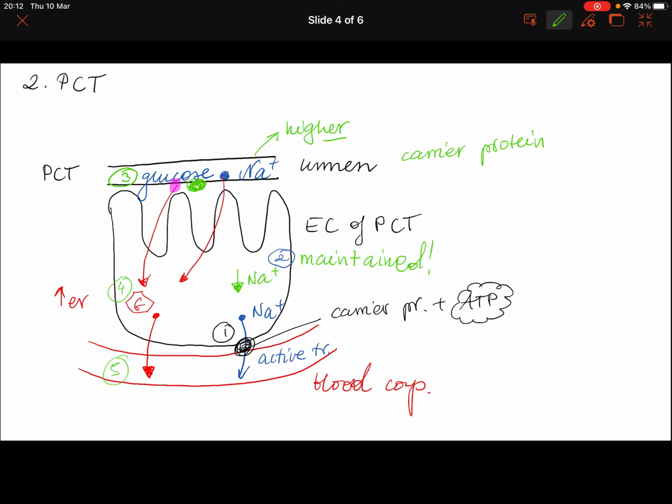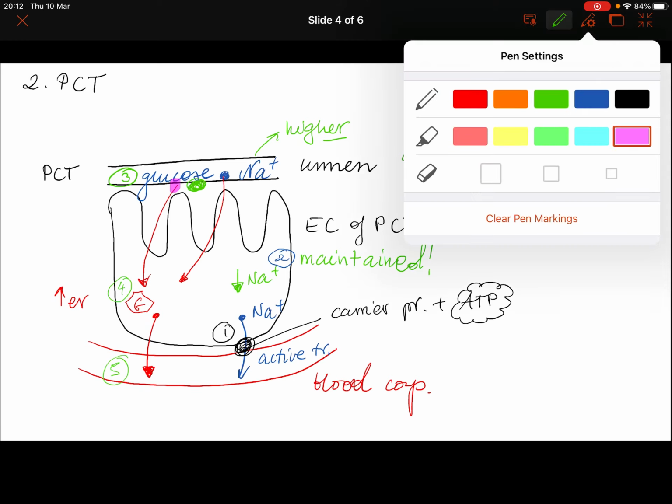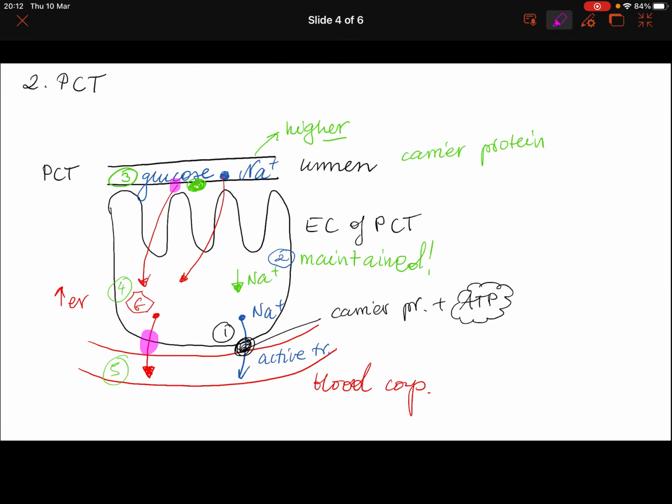Having a higher concentration of glucose in the epithelial cell allows it to now be transported by facilitated diffusion using a carrier protein into the blood, down the concentration gradient. And that's the whole point of the proximal convoluted tube. It's nothing else than the co-transport, which explains how the glucose is reabsorbed back from the nephron, from the proximal convoluted tube, into the blood.